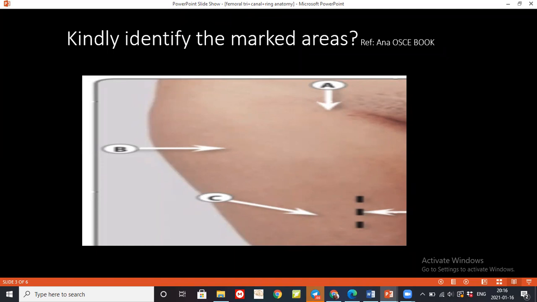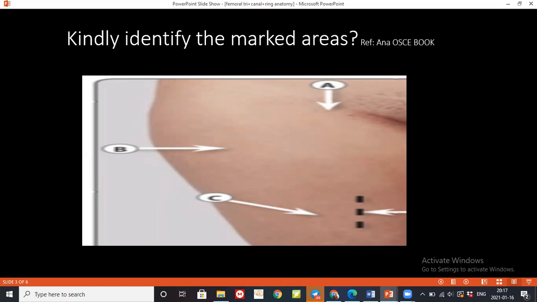The boundaries of the femoral triangle: superiorly is the inguinal ligament, laterally is the medial border of sartorius muscle, and medially is the medial border of adductor longus muscle. The roof would be the fascia lata, superficial fascia, and inguinal lymph nodes as well. And the floor would be the iliopsoas, iliacus and psoas, pectineus, and adductor longus.